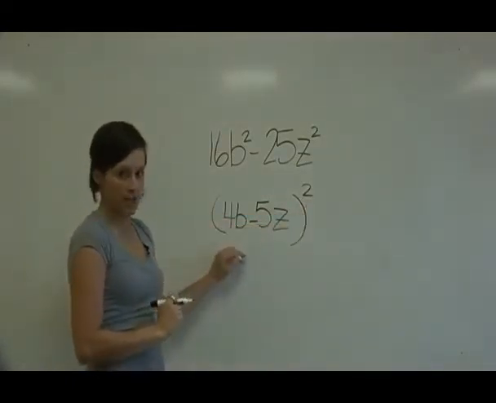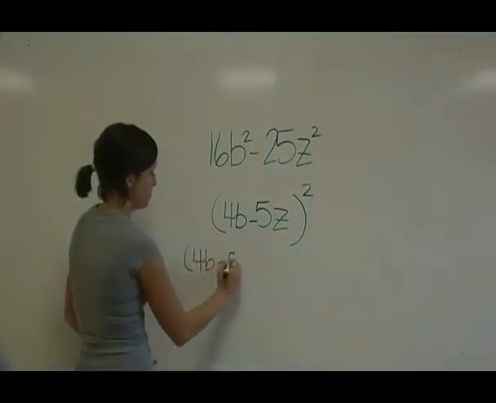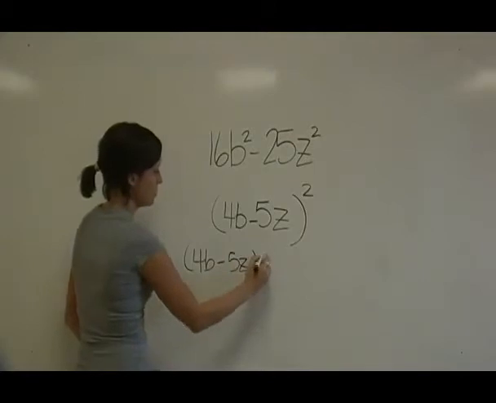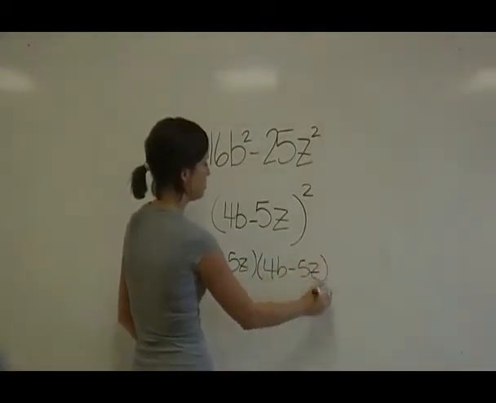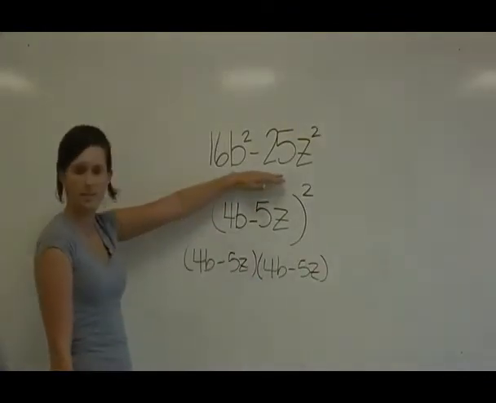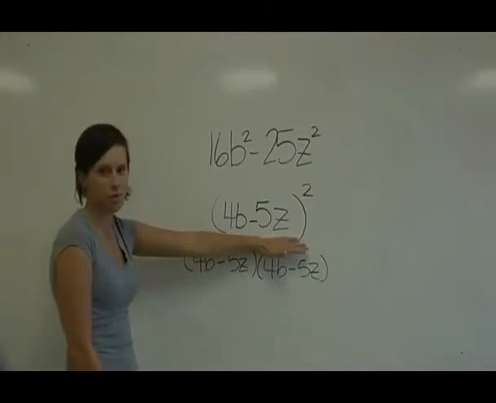If you were to work this out with the FOIL method, 4b minus 5z times 4b minus 5z, this will take you right back to this. So it's simply another way to write the problem, and this is in its simplest form.